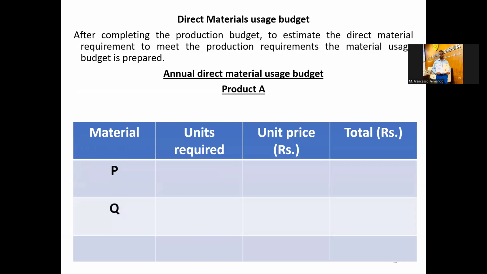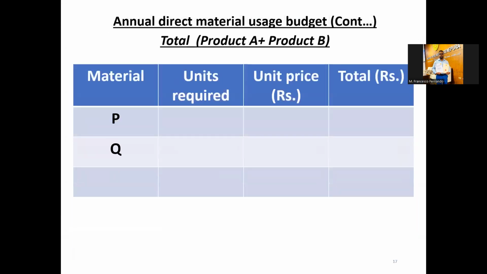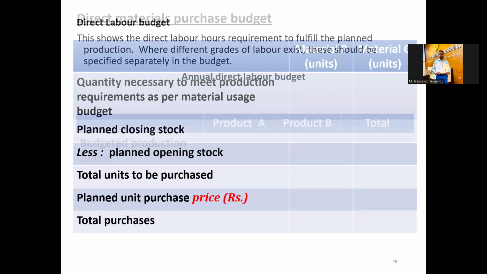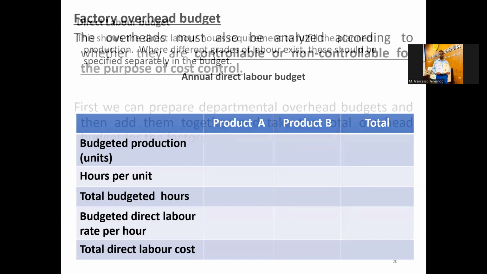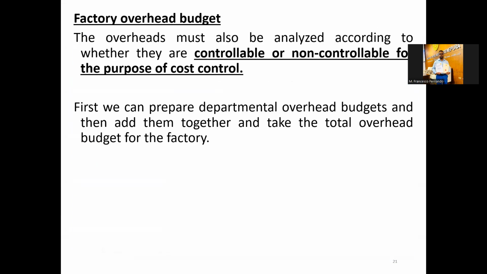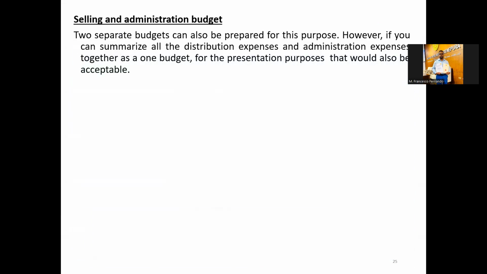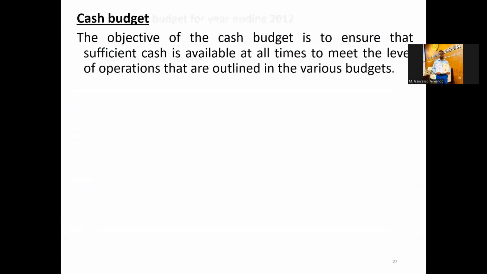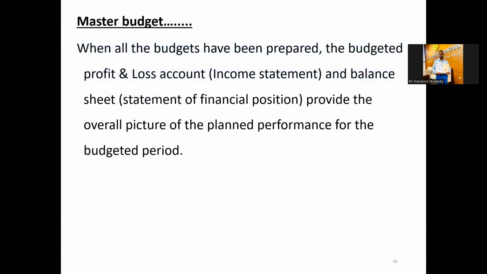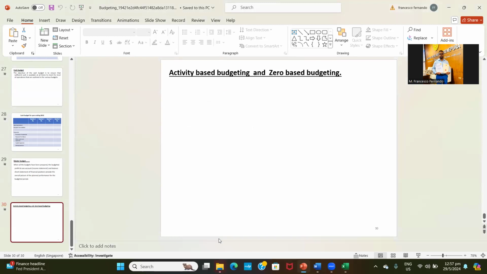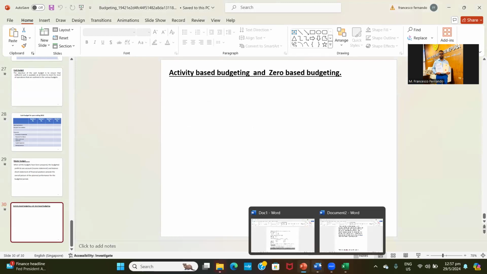direct material usage budget, direct material purchase budget, direct labor budget, factory overhead budget, selling and administration budget, cash budget, master budgets. Right? So, first of all, I'll be discussing the sales budget and production budget, labor hour budget, those things.